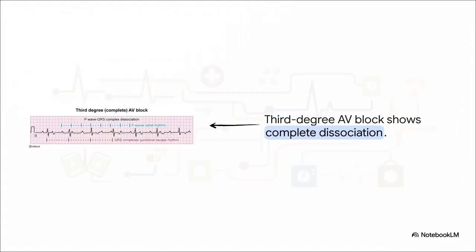Moving on to third-degree or complete AV block. This is total conduction failure. Check out the complete dissociation here. The P waves and QRS complexes are firing entirely independently of one another. The ventricular rate is always going to be slower than the atrial rate. And if that escape rhythm is wide, which points to a ventricular origin, the danger of the patient progressing to asystole is incredibly high. These patients require immediate temporary pacing while they wait for a permanent pacemaker.